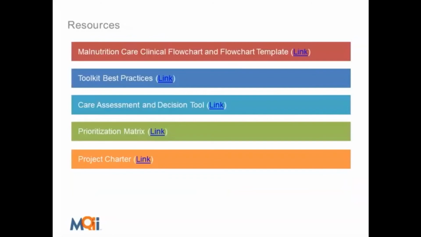Again, some of the resources that I walked you through during this presentation include the Malnutrition Care Clinical Flowchart and Flowchart Template, the Toolkit Best Practices, the Care Assessment and Decision Tool, and the Prioritization Matrix and Project Charter. Links are available to all these resources, and you can access them online or download them using the links provided here.